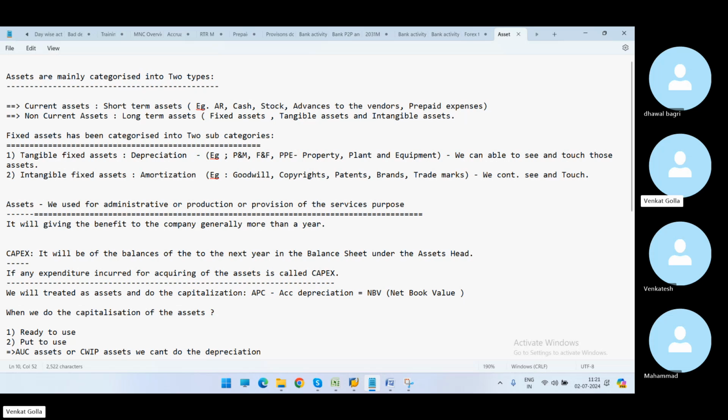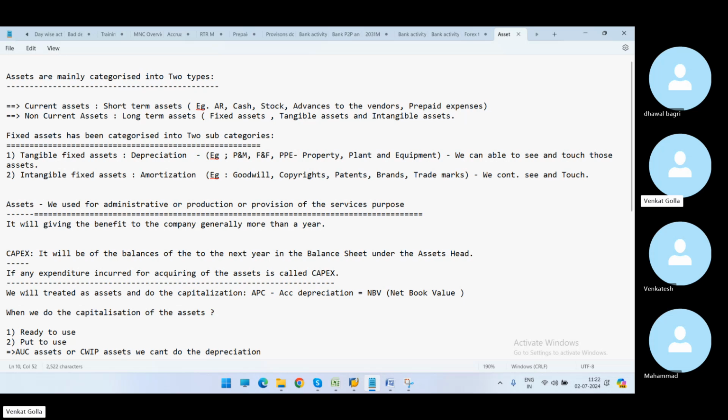A popular example is goodwill. Goodwill is basically generating revenue for the company, but we are not able to see goodwill with our eyes. But it is giving a benefit to the company. It gives some brand value to the company and some additional revenue in terms of generating sales. By selling and providing services, we will also get some additional revenue. So that is an asset which we also need to record in terms of intangible assets.